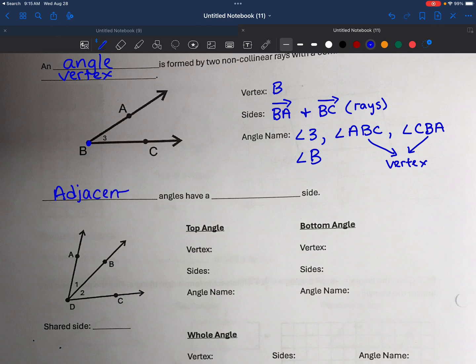Okay, next part, adjacent angles. What would adjacent mean? If these two are adjacent, what would that mean? Next to each other. Two things that are adjacent are next to each other. And they would have a what type of side? What's it called if they both have this same side? They're both using it. They share it. Okay, they have a shared side.